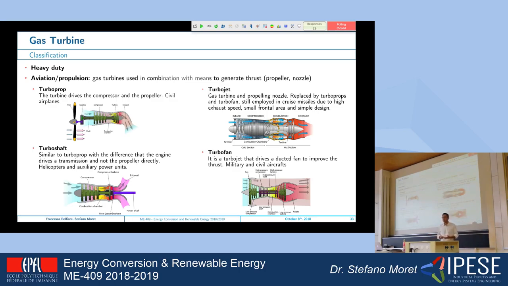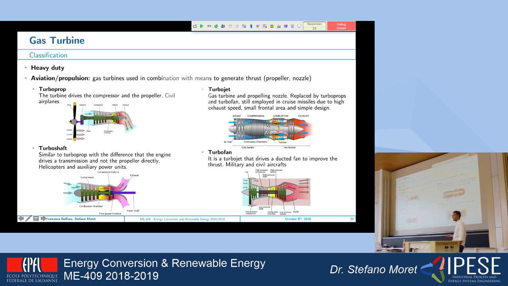So the difference is that, for example, this is a turboprop or a turboshaft engine, which is the one you find normally in ATR, in small planes, and so on. So here, the difference is that you don't have production of electricity, but you burn the fuel with the scope of generating thrust and moving the airplane forward, right?